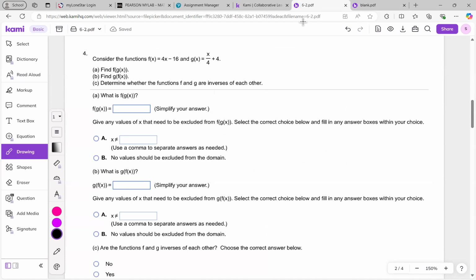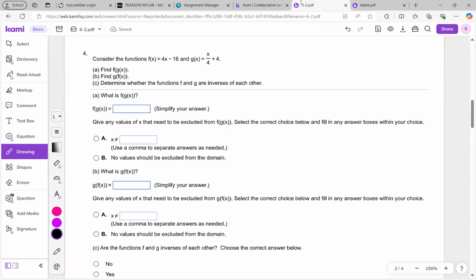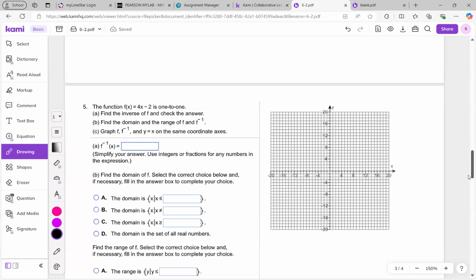Here they also have some extra questions. For f of g of x, once we find the answer as x, do we need to exclude any numbers? No, here the answer is a linear function, and there is no x in the denominator, so you're going to choose no values should be excluded from the domain. Similarly here, no numbers should be excluded because we didn't get any x in the denominator. Then you choose, are these inverses of each other or not? You're going to say yes, they are inverses of each other because their composite functions in either direction gave us x.